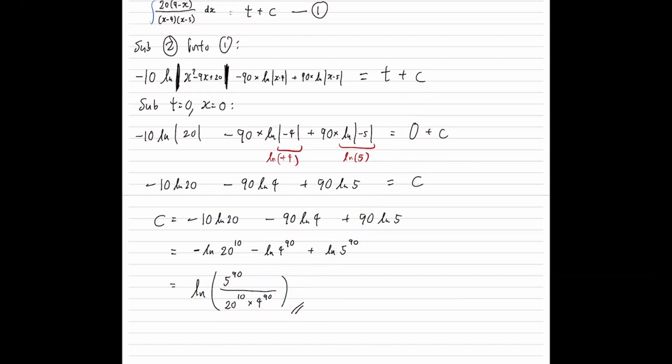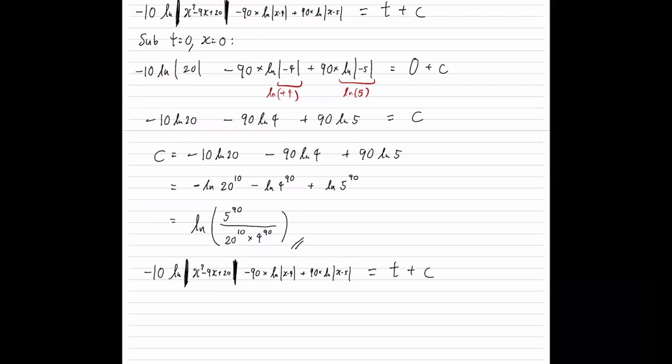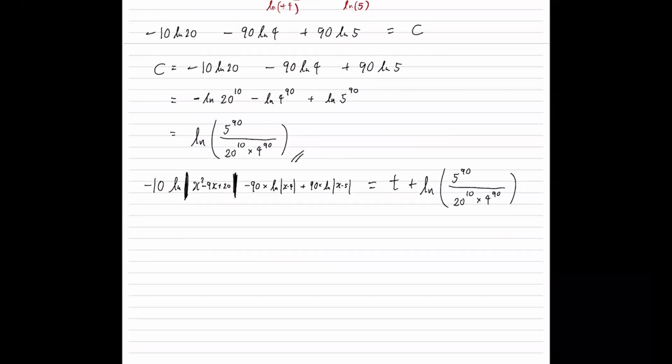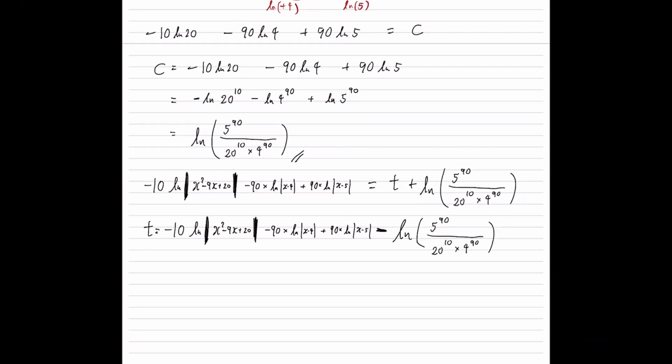So copy and paste. And finally, replace the C with what we just found. Here, plus. Then you want to solve for t, you just have to rewrite it, bring the ln over. So we become minus ln. So we get this entire expression minus ln of whatever your C value is over here. And finally, we are done.